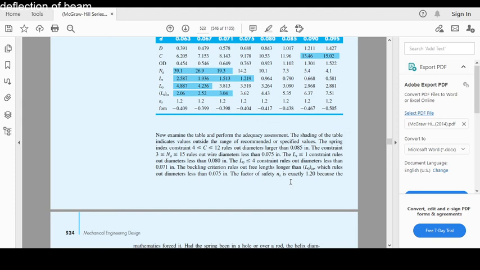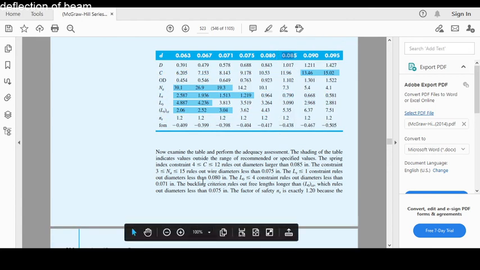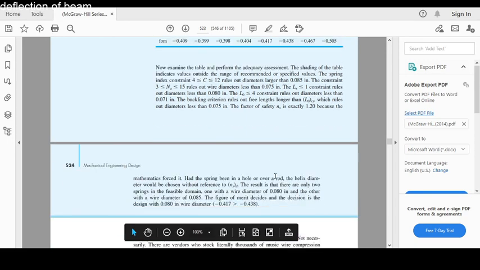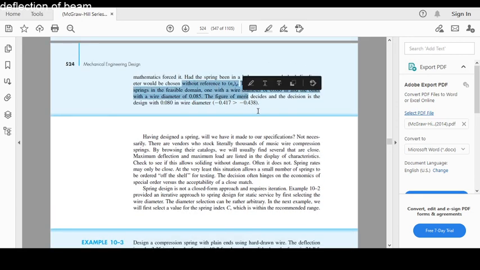The shading of the table indicates values outside the range of recommended or specified values. The spring index constraint for C, greater than 4 and less than 12, rules out diameters larger than 0.085 inch. Where is 0.085? Yes, here. The constraint on T rules out wire diameters less than 0.075 inch. The L_s less than 1 constraint rules out diameters less than 0.08 inch. Then back and continue on with the mathematics, and then you get the equation and the answer.